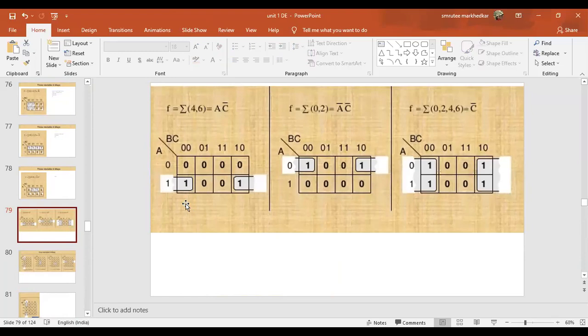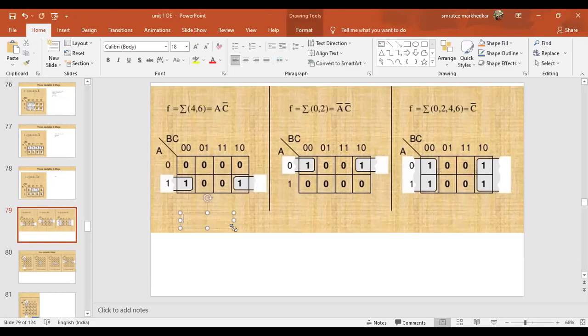If you see the first part, we are having 0, 0 here and 1, 0 here. That means C bar is common here. So I can write it as C bar is common. Now, if you see here, the position A is also horizontally common, both the positions are in A, so we are getting A. So the final answer you got is A C bar.